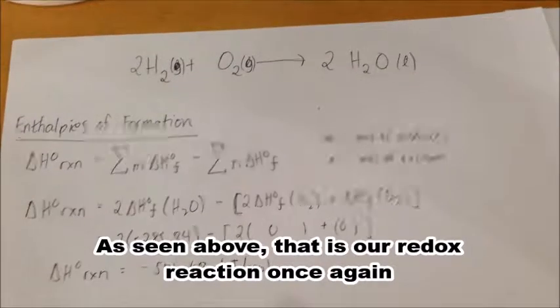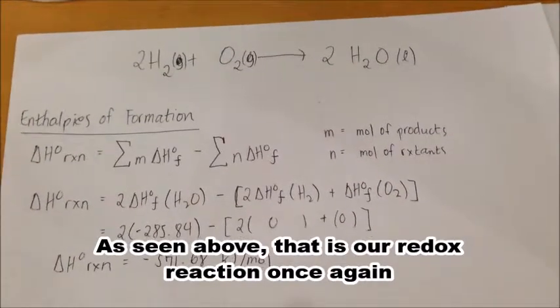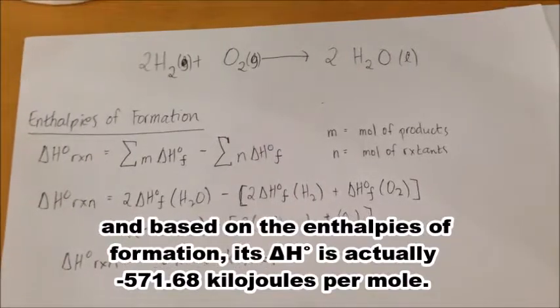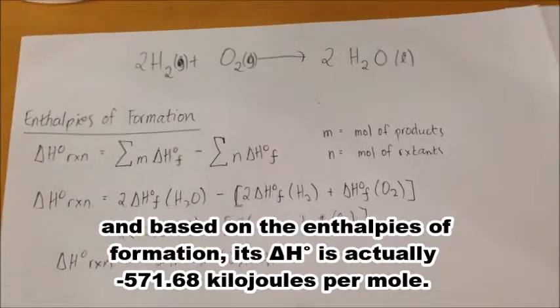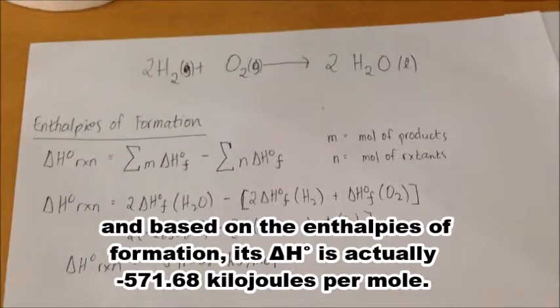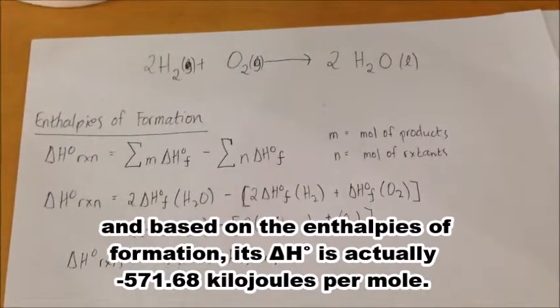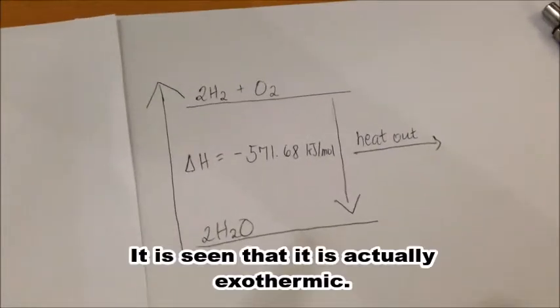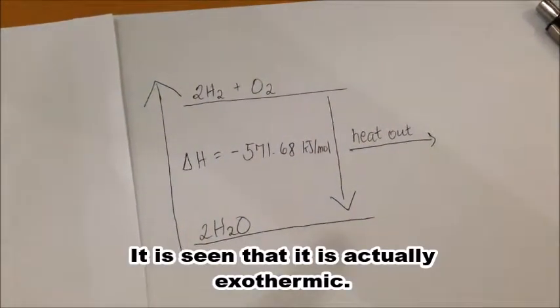As seen above, that is our redox reaction once again, and based on the enthalpies of formation, its ΔH° is actually negative 571.68 kilojoules per mole. And based on this energy diagram, it is seen that it is actually exothermic.